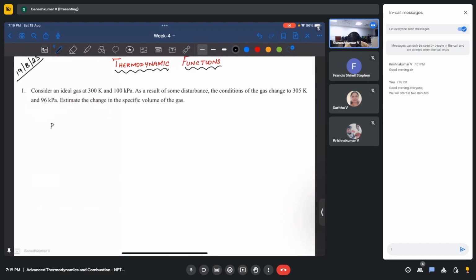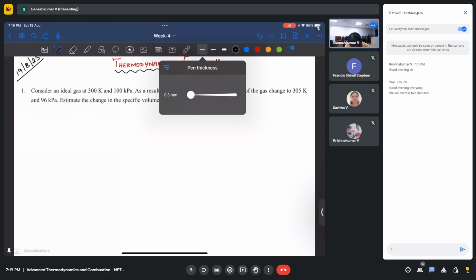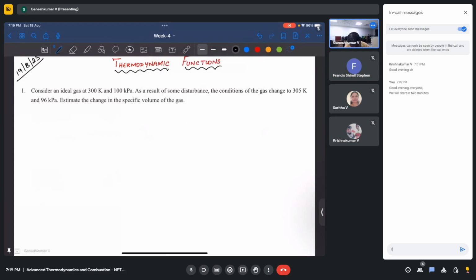We write it down. So P1 is 100 kilopascals, which is the initial state, and temperature T1 is 300 Kelvin, and P2 is 96 kilopascals. T2 is going to be 305 Kelvin.